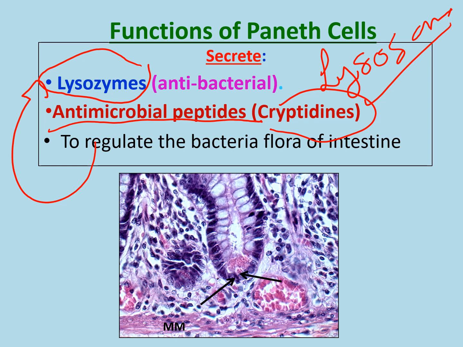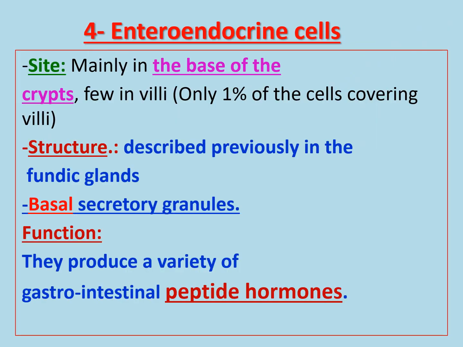What about other cells we mentioned in the villus and crypt? We mentioned the cell that secretes hormone, which is the enteroendocrine cell. We mentioned this cell before in the stomach. It is present in the villus and crypt, all over, but it is fewer there and more numerous in the base of the crypt, with the Paneth cell. As we described previously with the fundic gland.